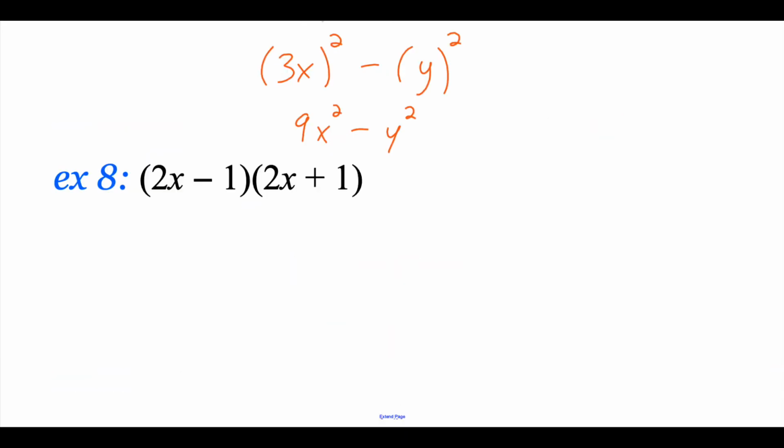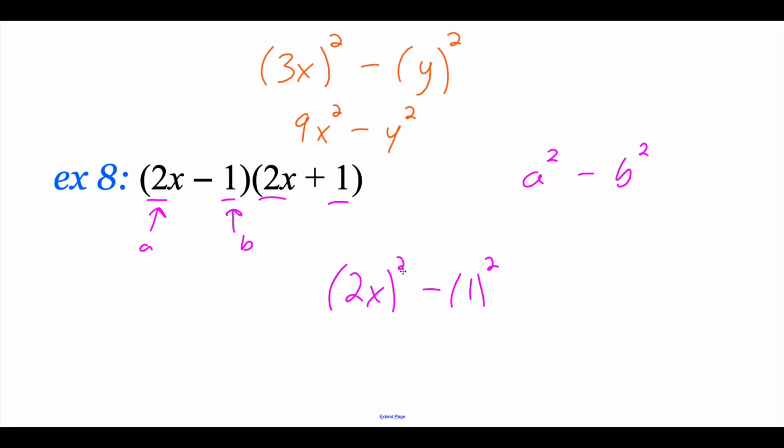And then our last example here, we've got 2x minus 1 and 2x plus 1. Again, we're going to have that a squared minus b squared final answer. So here the 2x is representing the a value, and the 1 is representing the b value. So when I take a and square it, I need to do 2x squared minus the b value squared, so 1 squared. 2x squared, well, 2 squared is 4, and x squared is just x squared, minus, when I take 1 and square it, I just get 1. So my final answer on this one is 4x squared minus 1.